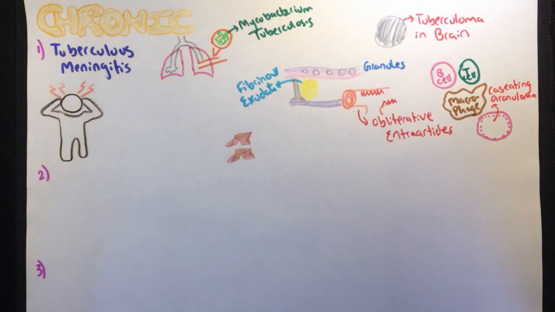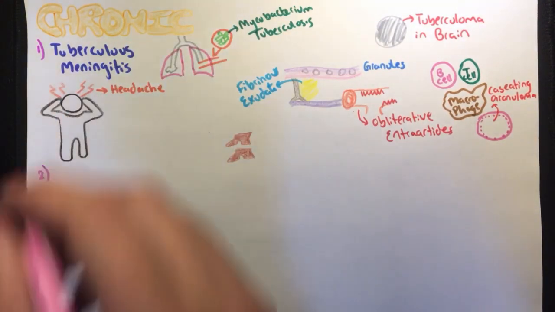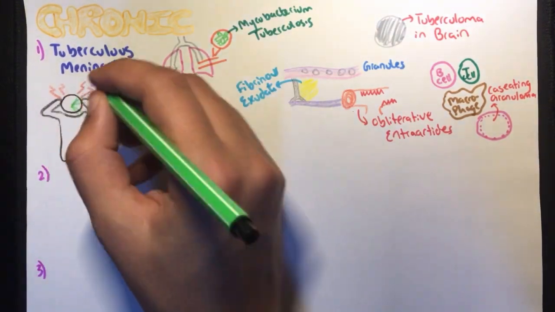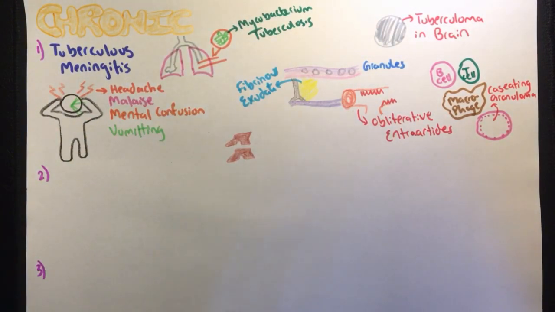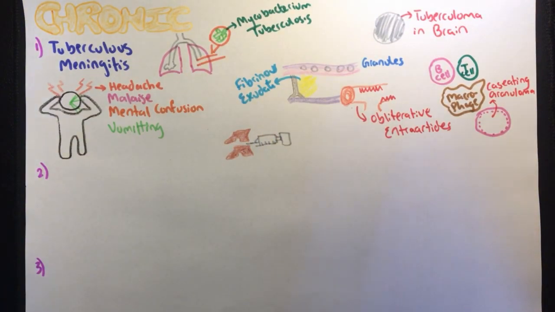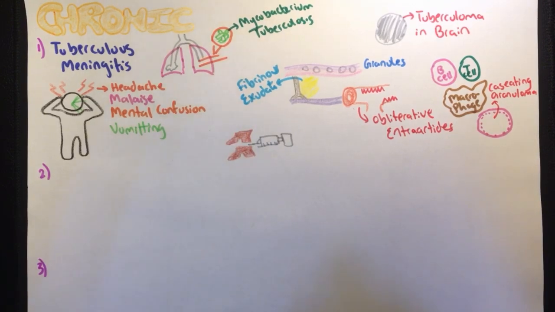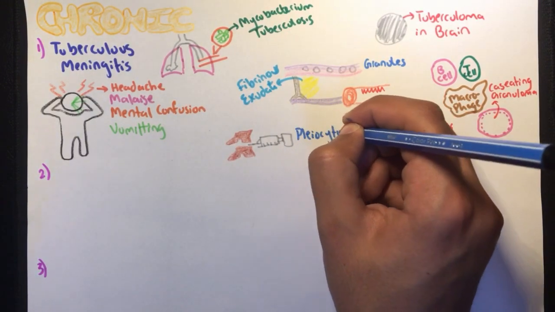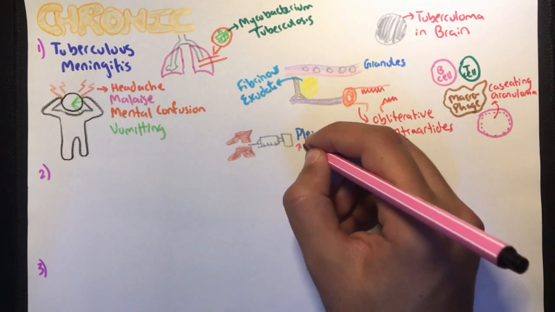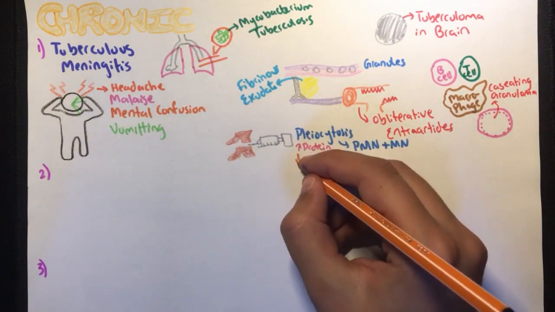The complications of this type are headache, malaise, mental confusion, and vomiting. In order to diagnose a patient with tuberculous meningitis, a lumbar puncture is performed to reveal pleocytosis of both polymorphonuclear cells and mononuclear cells, as well as increase in protein levels and moderate to reduced glucose.